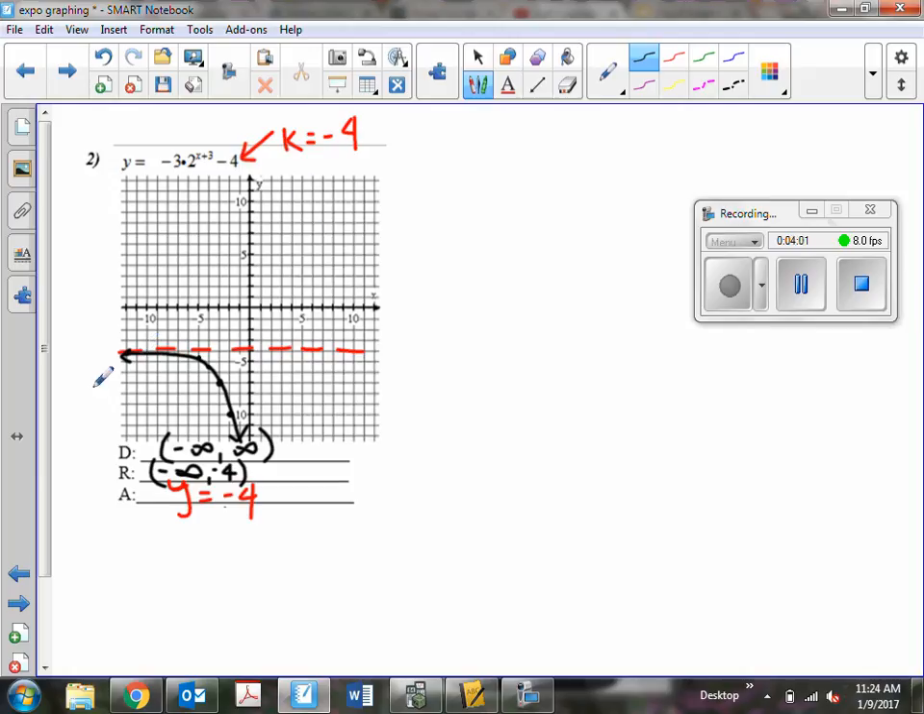But let's analyze this graph a little more. Even though it looks a little funny, it's actually still considered a growth graph. And the reason why this is still considered a growth graph is because your b value is larger than 1. Your b value here is 2. Since 2 is larger than 1, it is a growth. The reason why it looks funny is, again, because my a value is negative, which means that it's flipping the graph upside down.